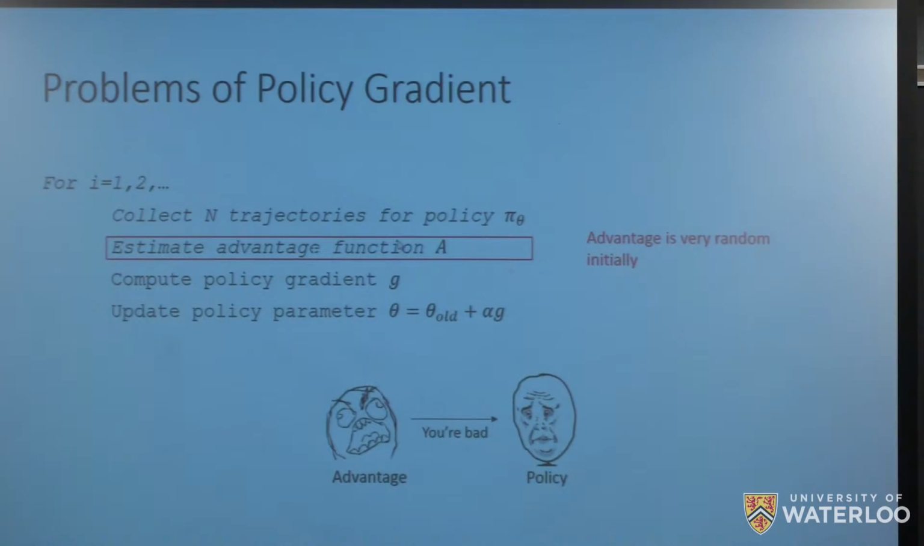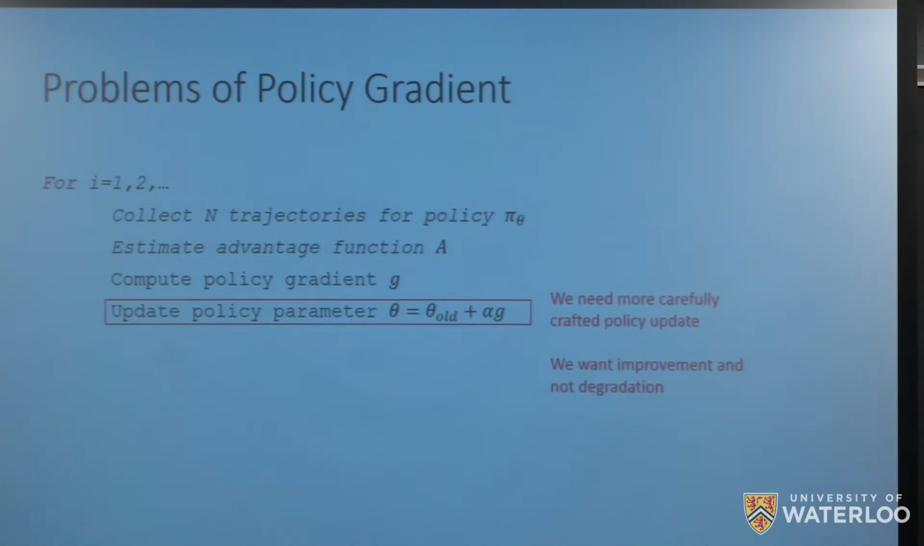Another disadvantage is that your advantage function is very random when you start from the very initial policies. So you are bad to the policy, and then the policy is in this loop of not detecting where the optimal path is. What we need is a more carefully crafted policy update. We want improvement, not degradation, when we update the policy.